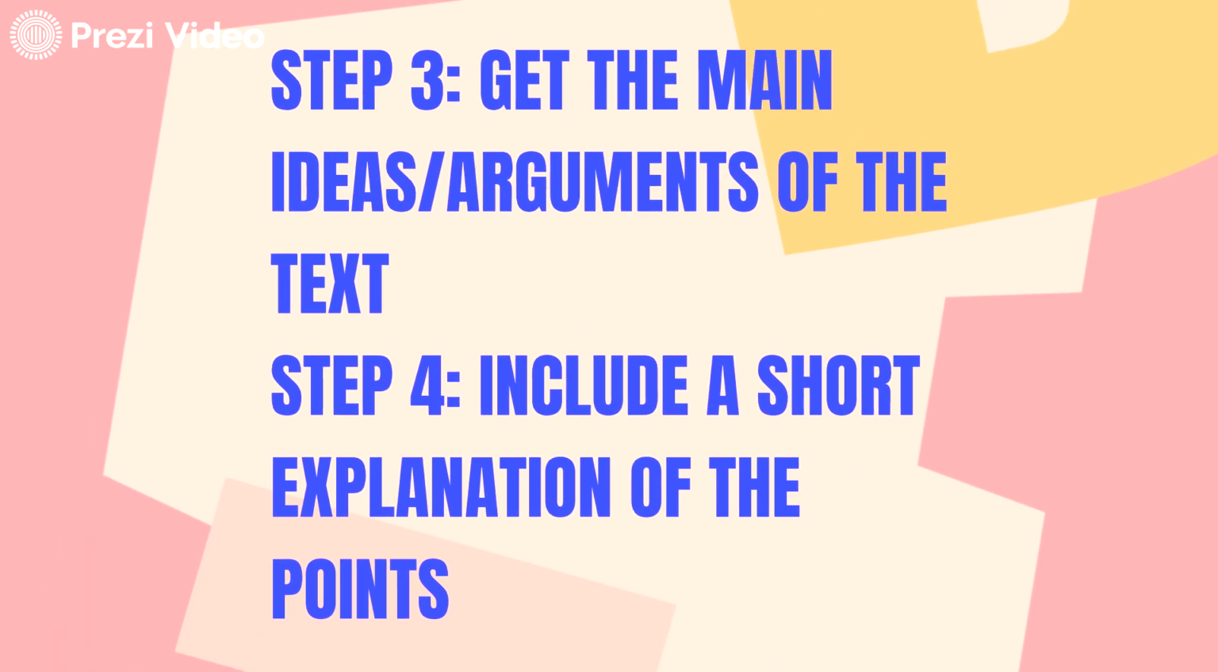So step number 3, once you have your thesis statement, you now get the main ideas or arguments in support of that thesis statement, or relevant to the thesis statement. So the main ideas are then extracted to provide justification for the thesis statement. And this is followed by the inclusion of the short explanation of the points. So you don't just mention the main ideas. Instead, you also insert a little bit of explanation as to why these main ideas or arguments were made by the author.